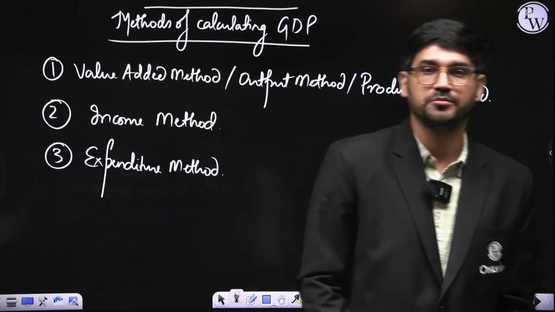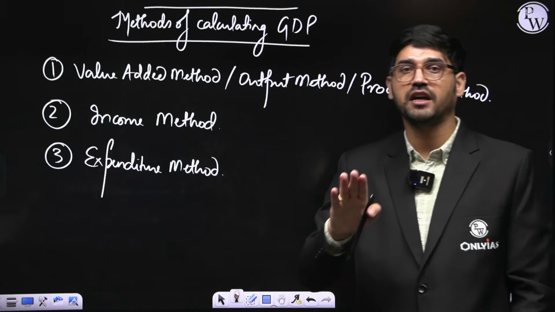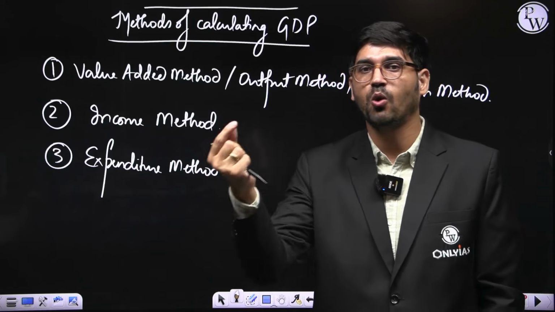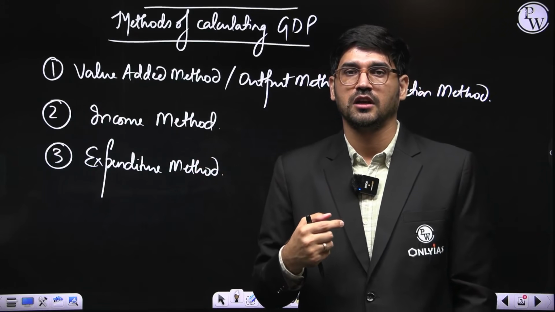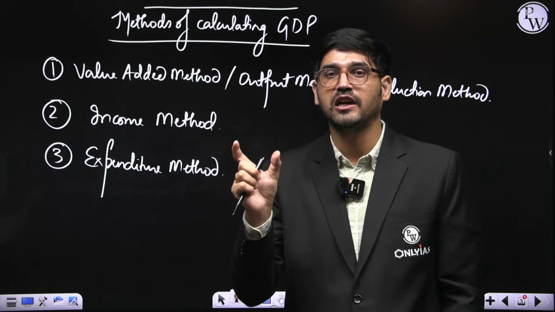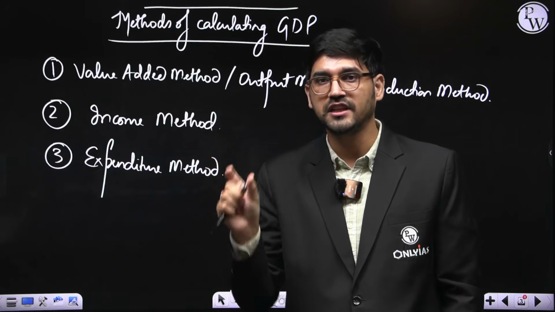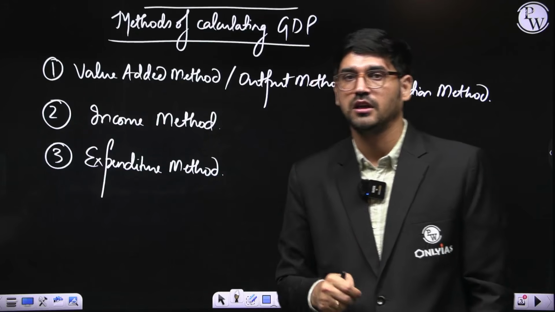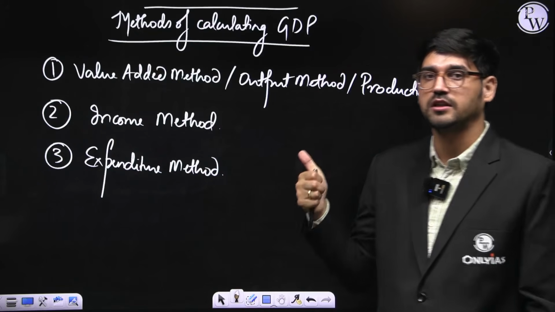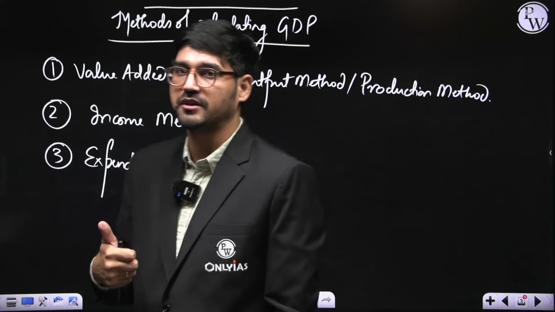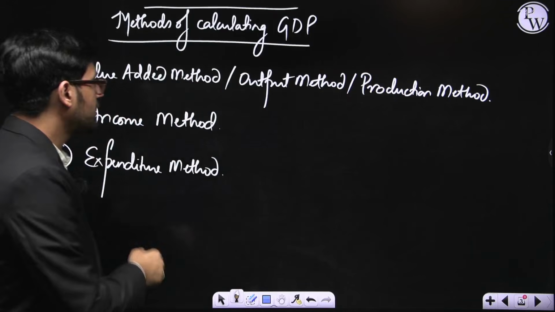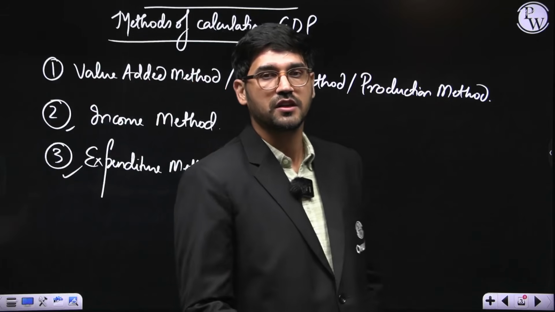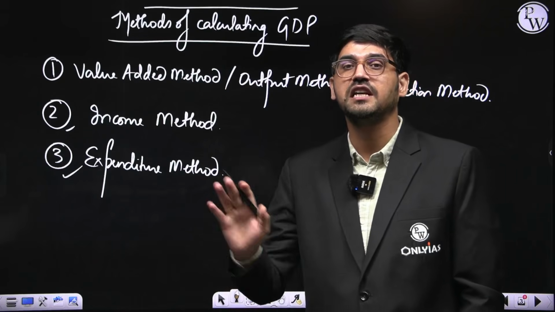Understand it well. GDP is the market value of final goods and services produced within the domestic territory of an economy over a certain time period. To calculate the market value of these final goods and services produced within a domestic economy over a time period, there are three methods of arriving at it. Value added method, also called the output method, also called the production method. And the second method is the income method. Third method is the expenditure method.